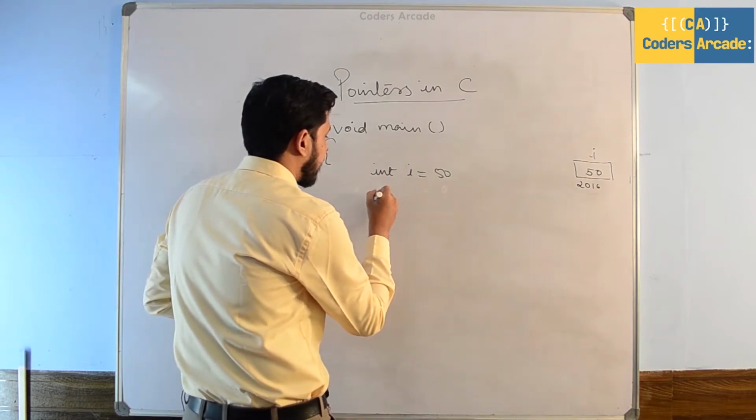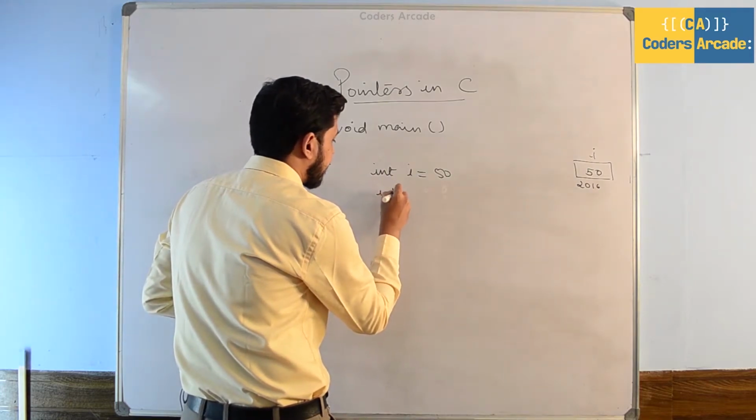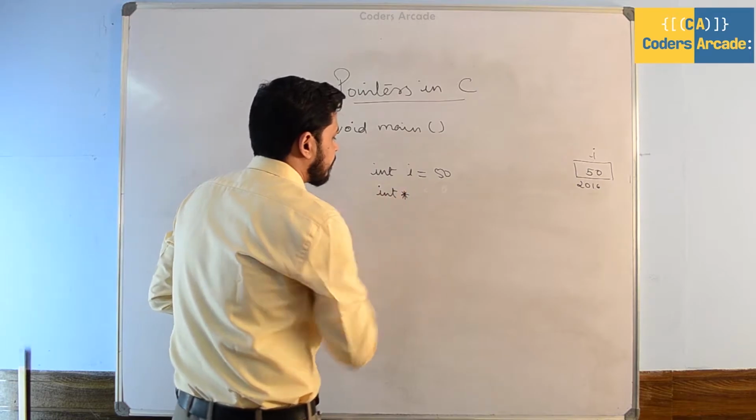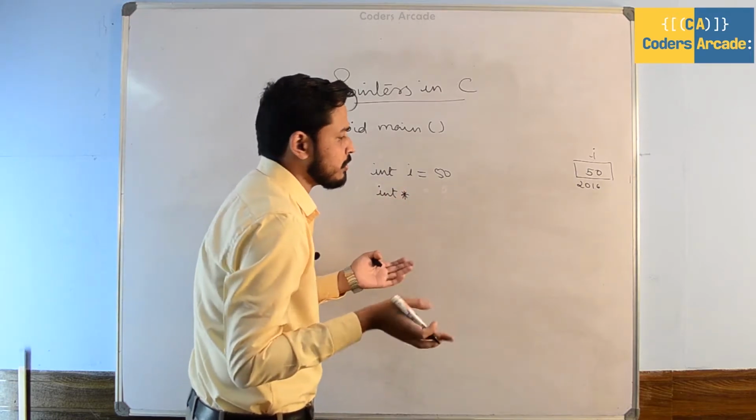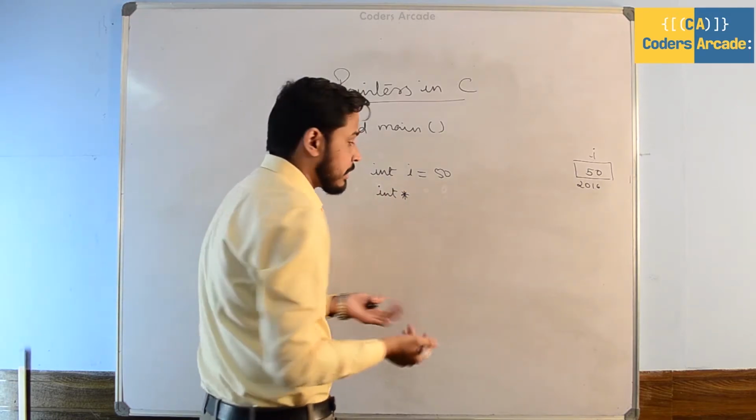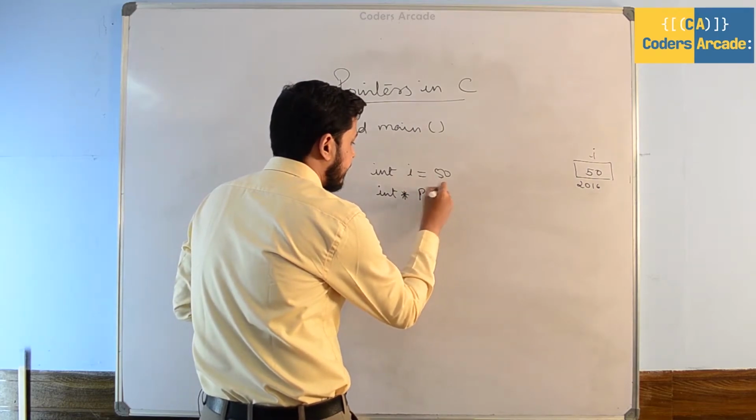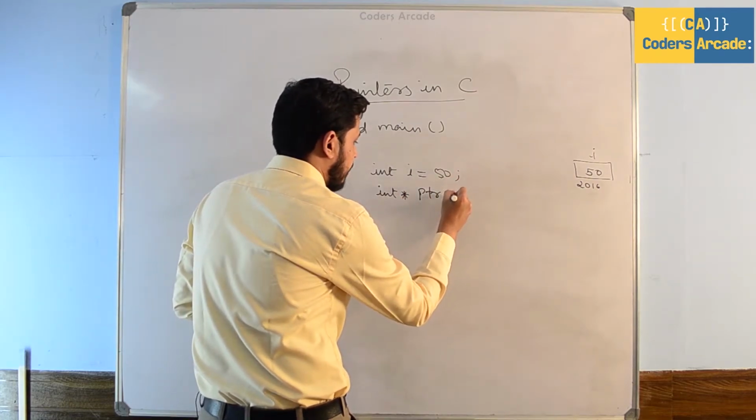Now I am going to declare a pointer. Let's say int star. I can use anything for the pointer's name. In this case, I'm going to write ptr, semicolon.